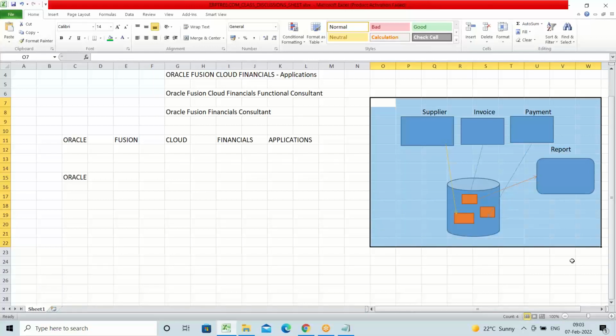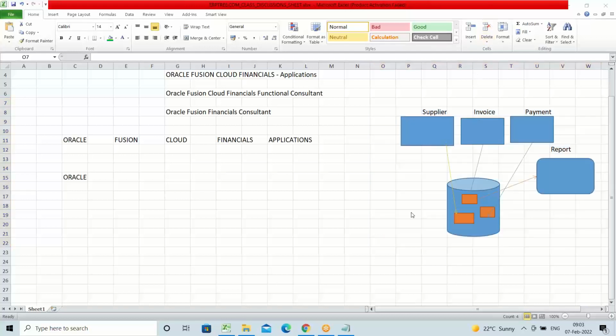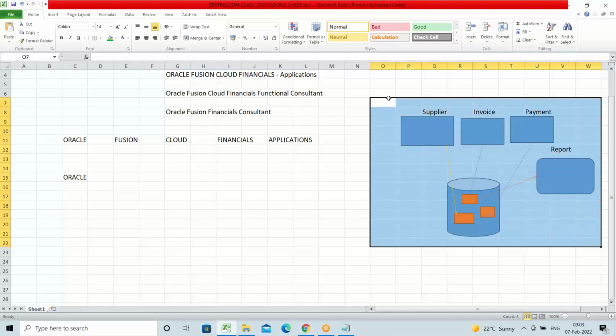Now any questions on this point, please? Lakshman, any questions here, please, to understand the meaning of application? Okay, no questions. So simple to understand.